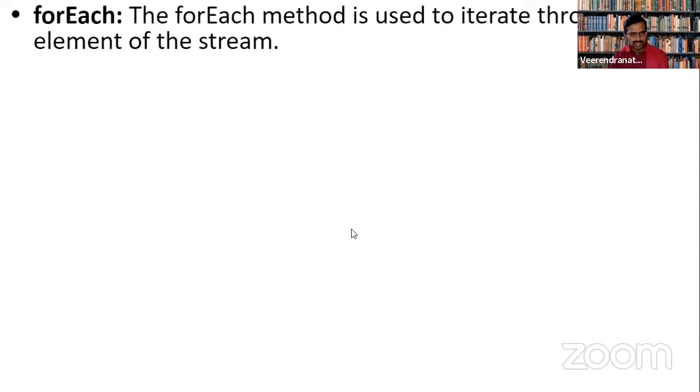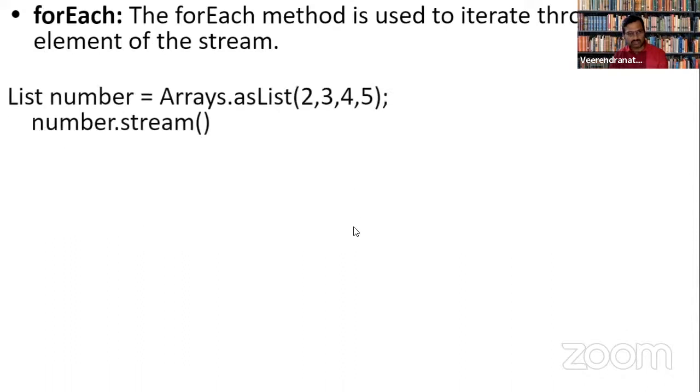Now for the forEach method, the technique is the same, of course, but we are acting on the stream. If you observe, list of numbers, Arrays.asList, we have 2, 3, 4, 5.